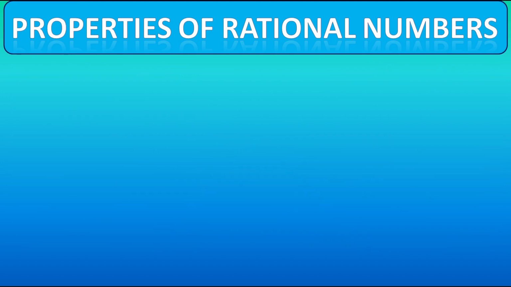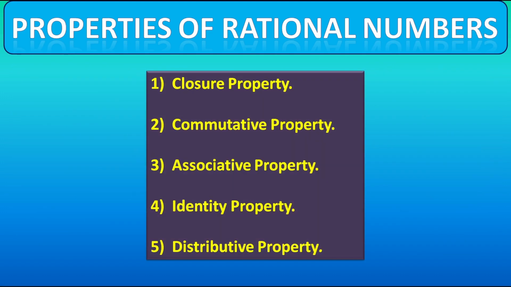There are mainly 5 properties. Those are closure property, commutative property, associative property, identity property and distributive property. Actually, in some of my videos, I had told you these properties which hold for whole numbers as well as for integers. So today we will learn these properties for rational numbers. And here I am going to explain it with the help of examples also. So the first property is closure property.